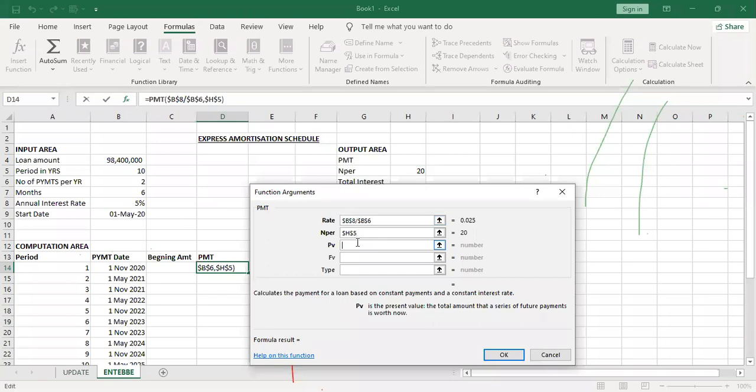Now you go to PV. PV is the present value. And your present value, in this case, is the loan amount. So PV, go and click on the loan amount, which is 98,400,000. Also press Fn F4 to fix it.